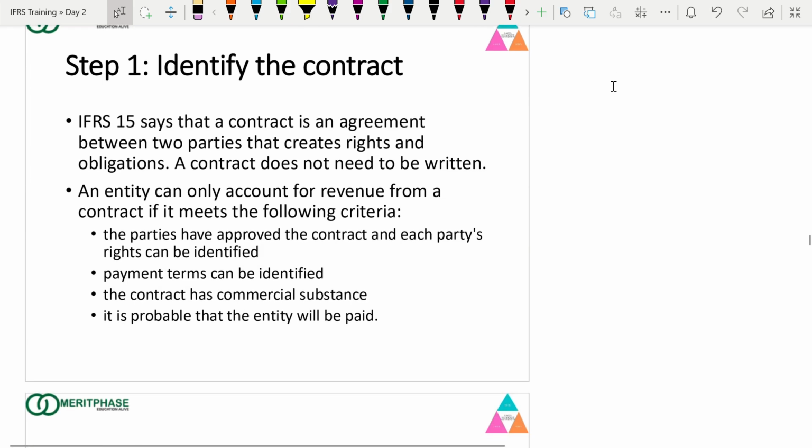Next. See the thing. Now, when you do these things, everyone is involved in this process. IFRS says that a contract is an agreement between two parties, creating rights and obligations. It does not need to be in writing.